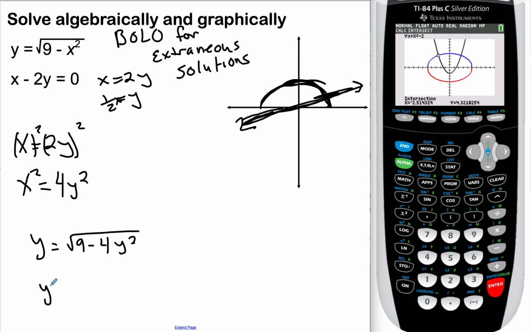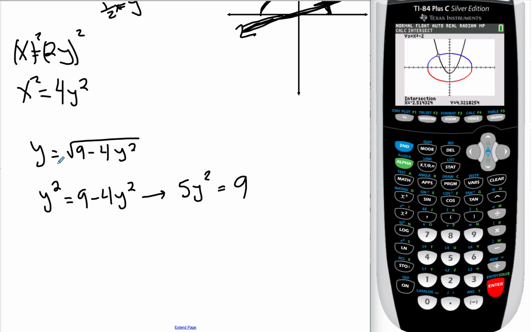Now I square both sides again to cancel the radical. And this is where the extraneous solution comes in. So now I'm going to add 4y squared. Because what I've done is I've created, by squaring, an equation that can have up to 2 solutions in it. But here's the thing. Just because I made two solutions doesn't mean that both solutions are going to actually work. So let's see what happens.